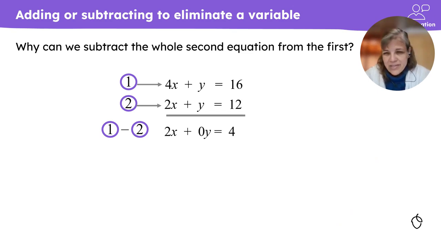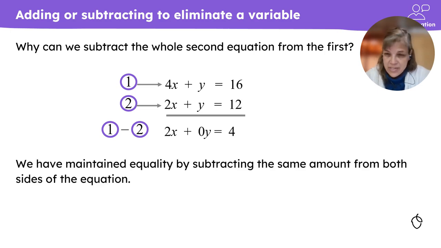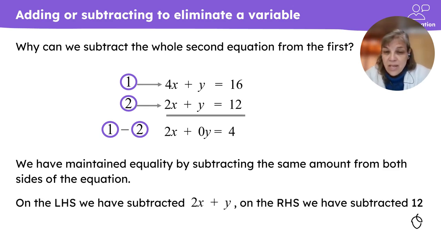So why can we do this? It's important to know the logic behind what we do in math. Why can I subtract the whole equation from the second, first from the second, or second from the first? It is because of the principle that if I do the same thing to both sides of an equation, it's fine. And we've maintained that equality because we've subtracted the same amount from both sides. How do we know it's the same amount? Because it was equal to itself. 2x plus y was equal to 12. So if we've subtracted one from the left side, one from the right side, we've subtracted the same thing.